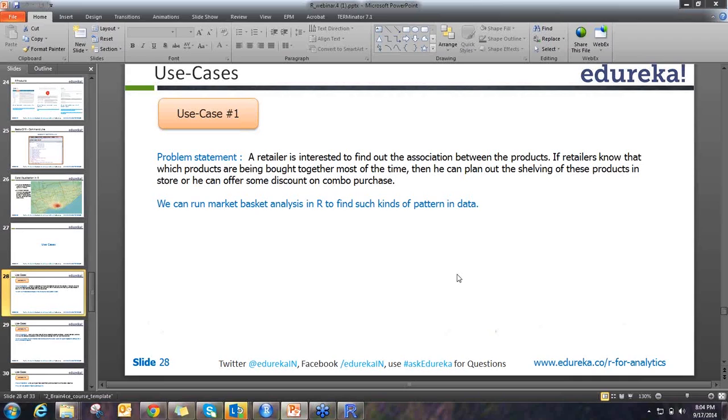So let us look at some of the use cases of R. This is one of the use cases. Let's say a retailer is interested to find an association between the products. What do you mean by association? Let me give you an example of Walmart in US and Hypercity in India.